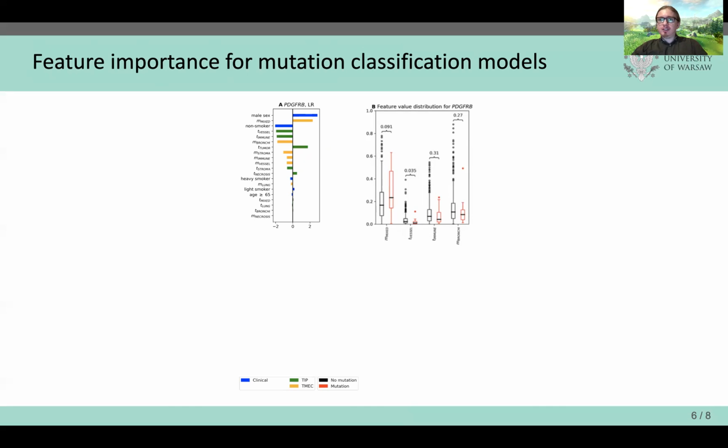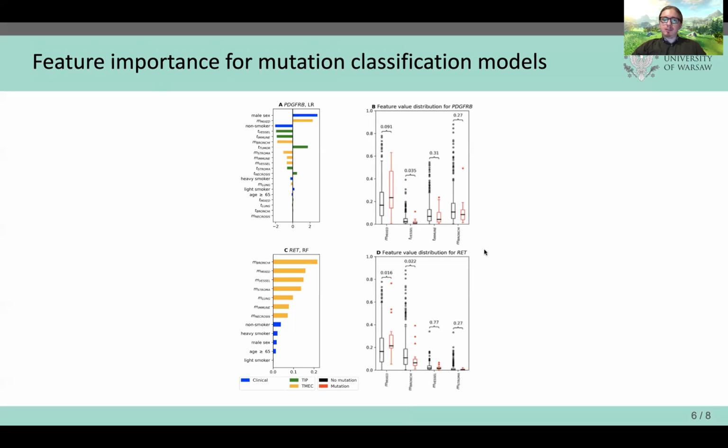As for RET, the most important features are bronchi, mixed vessel and stroma in TMEC. Moreover, we can see that all of our TMEC features are more important than clinical features. In terms of the value distribution, mixed and bronchi are statistically significant.